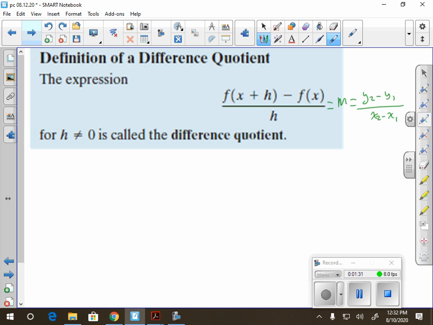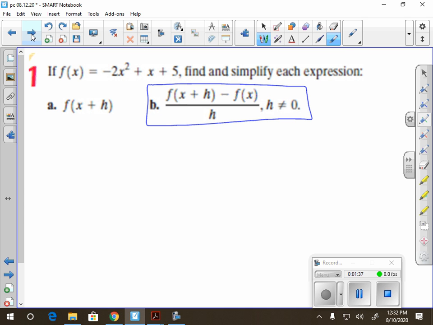This is important at the end of the semester, but a lot of this is just substitution and working with functions. All right, so today we're going to start with A. For part A, they're just asking us to substitute this into that function. If that were f of 5, I'd plug 5 in for x. This is x plus h, so we're going to go negative 2 times x plus h squared plus x plus h plus 5.